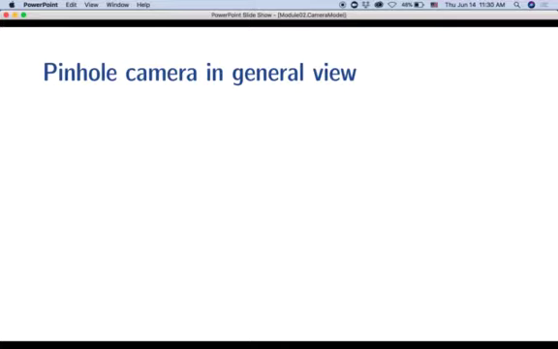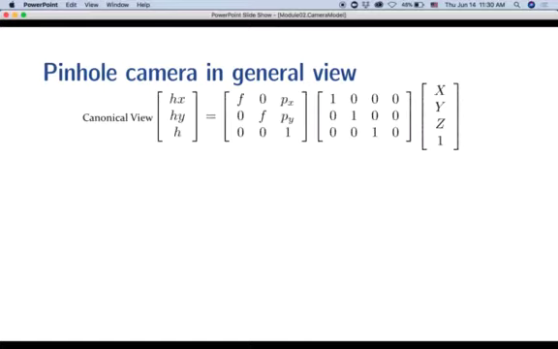All right. So where were we? We were talking about pinhole cameras. That's what we developed yesterday. We know that the pinhole camera in canonical view can be written like this matrix, except I've written it in real image coordinates.